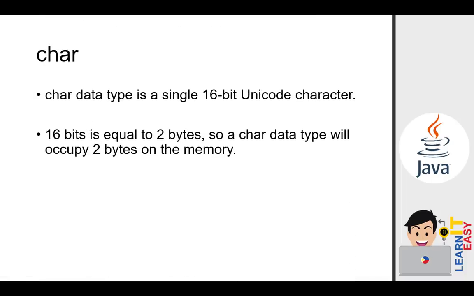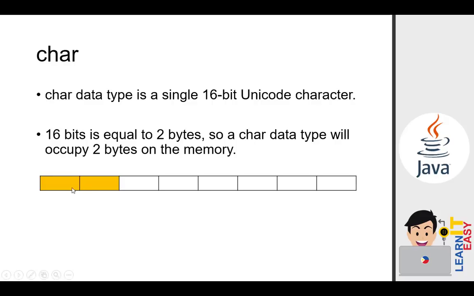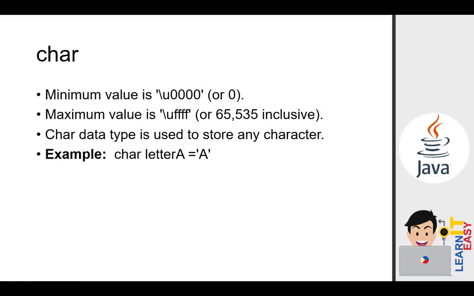Next, the last among the primitive is yung tinatawag nating char data type. The char data type is a single 16-bit Unicode character. 16 bits is equal to 2 bytes, so a char data type will occupy 2 bytes on the memory. It's like this one. Minimum value is Unicode 0 or null, and the maximum value is Unicode FFFF, which is 65,535 equivalent. Char data type is used to store any character. A good example is char space, the variable name is letter A, is equal to letter A.